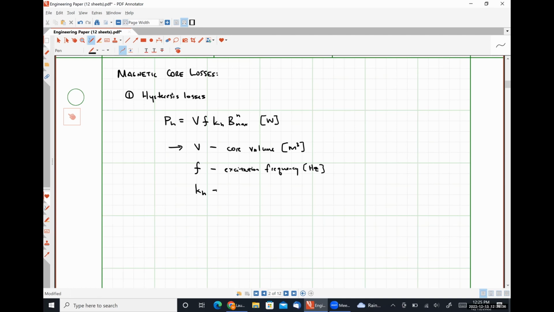KH is going to be our hysteresis proportionality constant for the particular core material. This is typically significantly smaller than 1, on the order of 0.025 all the way down to 0.00001, depending on the material.